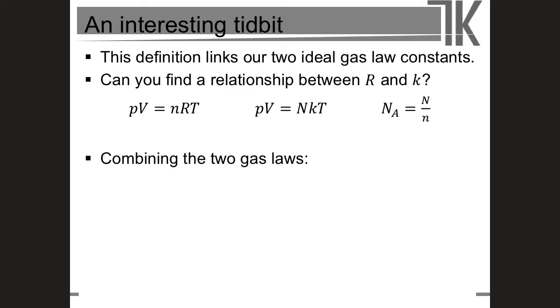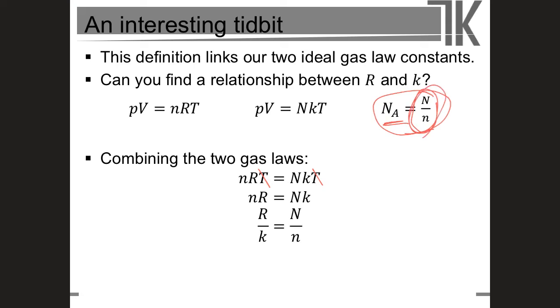So the first thing that we want to do is combine the two gas laws, and the left-hand side of both of those equations are the same, so we can set the right-hand side of those equations equal to each other, which gives us nRT is equal to NkT. Now there's a T on both sides, which we can cancel out. And then to match that with this up here, we want to get capital N over lowercase n so that we could substitute Avogadro's number in. So we need to rearrange this for capital N over lowercase n. And then we could just substitute in Avogadro's number for the capital N over lowercase n.